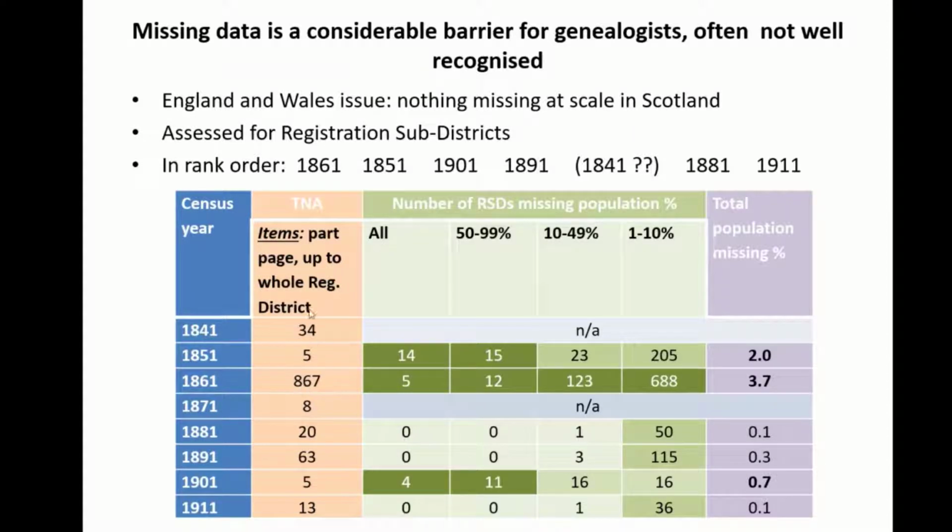And it's certainly true, as the National Archives says, in the orange column, this is the National Archives number of missing items, which can be odd pages or fragments or whole registration districts, tens of thousands of people. There are 867 missing items, they say, in 1861, and that is the worst year. This is the number of complete RSDs that are missing, all missing, in 51, 61, and so on. So you can see there are some major locations where everything is missing.